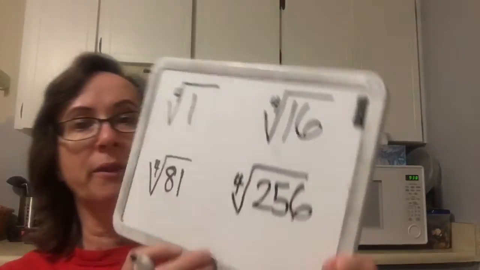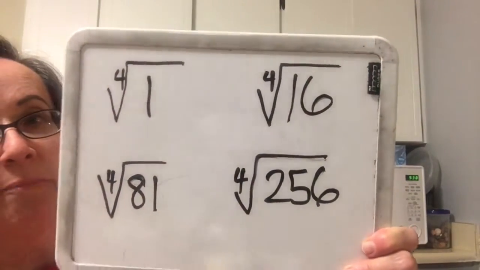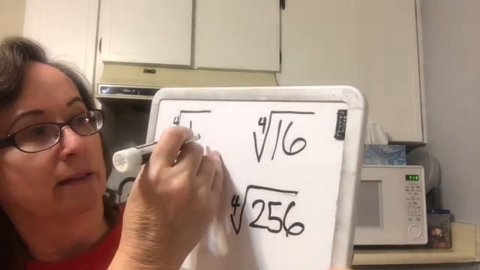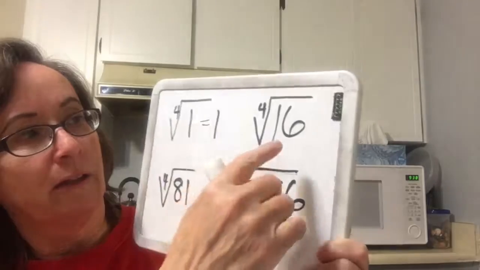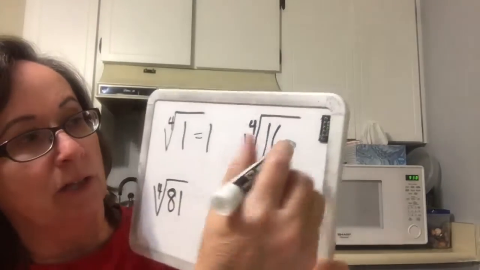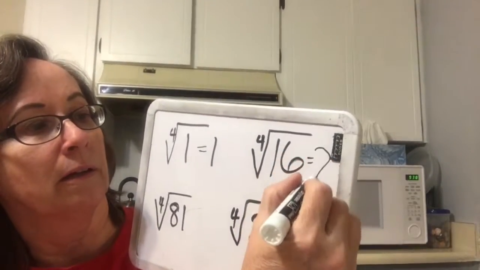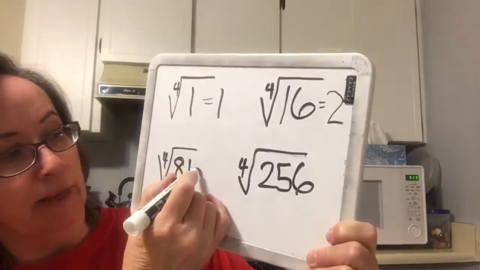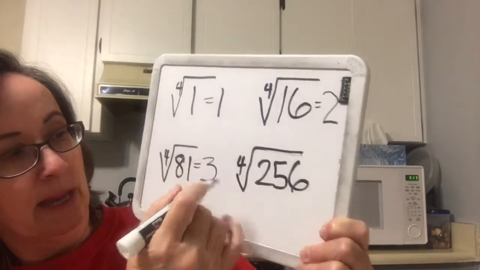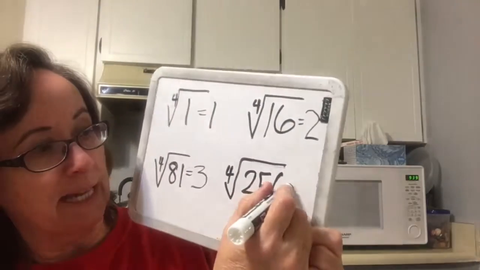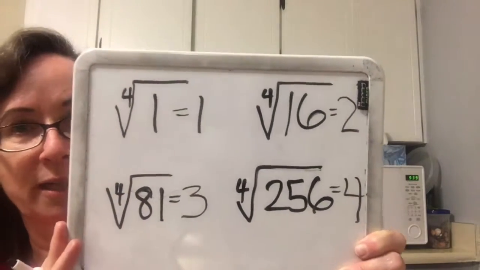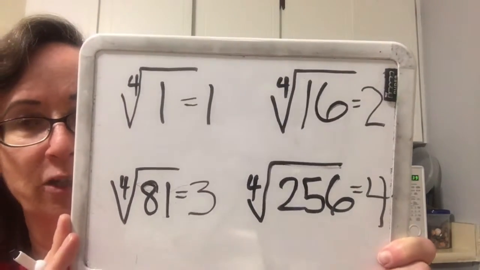Now we're going to look at some fourth roots. Fourth roots climb much faster. The fourth root of 1 is 1. The fourth root of 16 is 2. The fourth root of 81 is 3. And the fourth root of 256 is 4. So those are also some that you should memorize so that you can do your work faster.